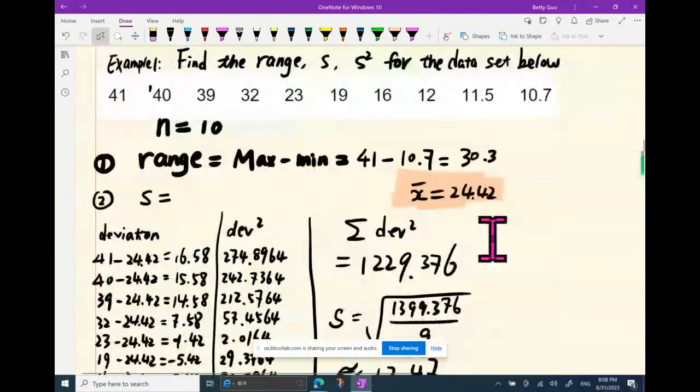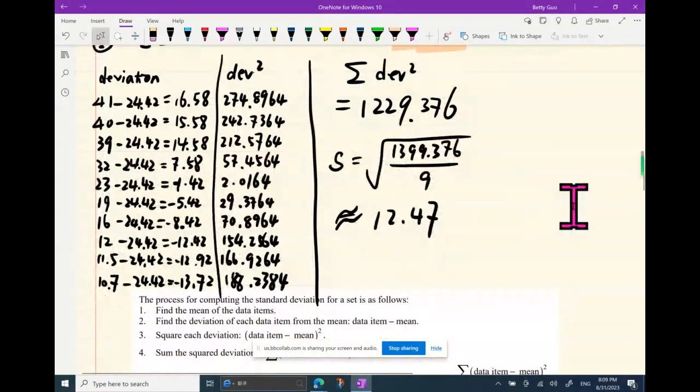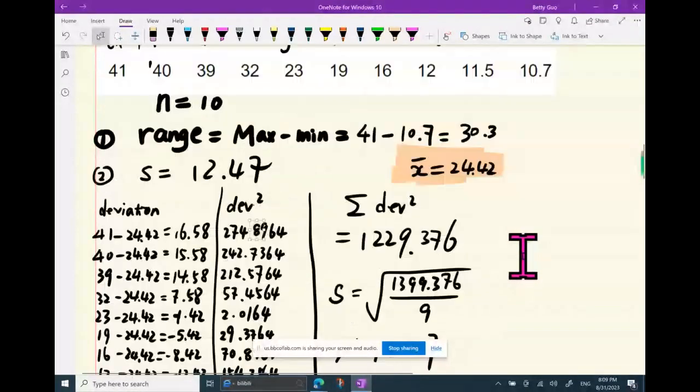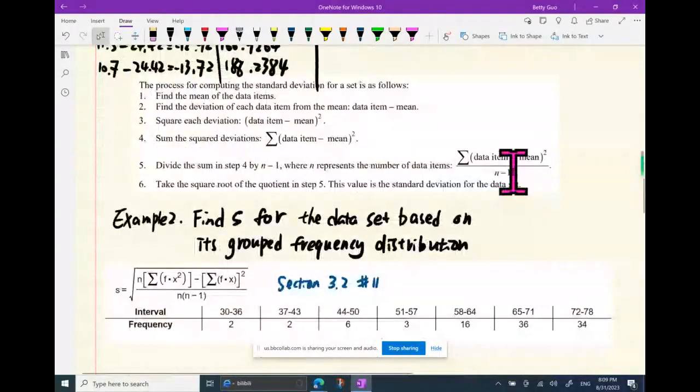So this is how we manually use the formula to calculate the sample standard deviation. I got 12.47. That value measures how those values spread out around the center. That's the standard deviation. Standard deviation is a very important concept. Any question about it? Any question about how we get the value?